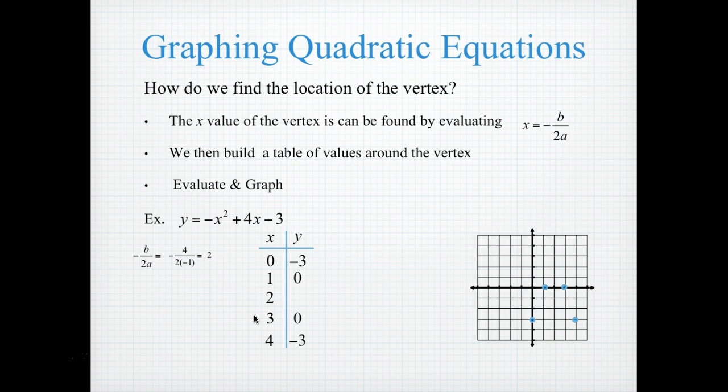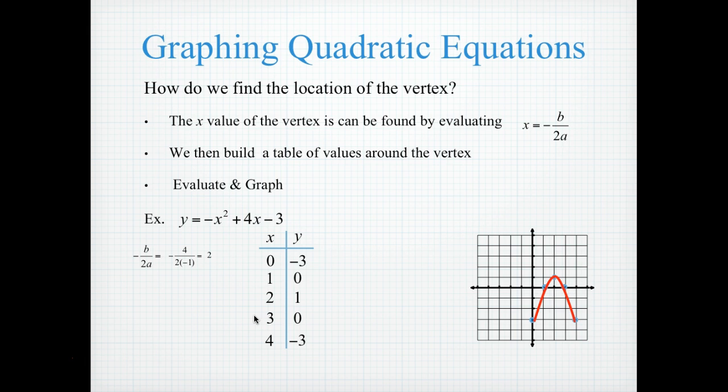Lastly, we have to evaluate the vertex. When I substitute 2 into my equation, I get a coordinate of 1. Now you can see over on the right those corresponding coordinates: (0, -3), (1, 0), (2, 1), (3, 0), and (4, -3) create my parabola.